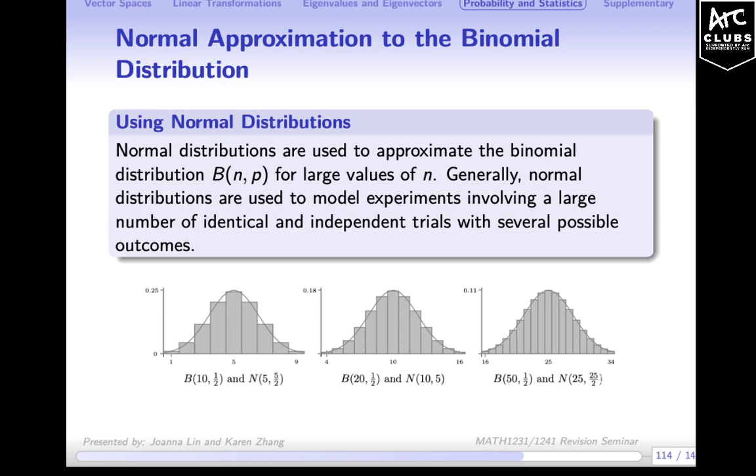Okay. And finally, we have normal approximation to the binomial distribution. Now, I was told that you guys went through this really quickly in your lecture, so I'll be going through it a bit more. Normal distributions are used to approximate the binomial distribution for very large values of n. These distributions are used to model experiments that involve a large number of identical and independent trials with several possible outcomes. If you see the graphs below, the bell curve is your normal distribution and everything else is your binomial distribution, and you can see how it approximates below.